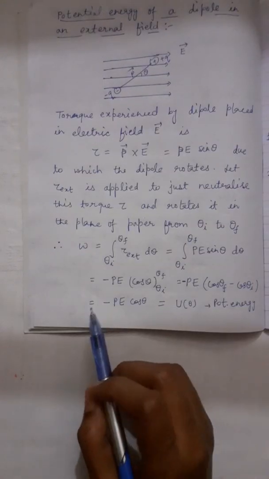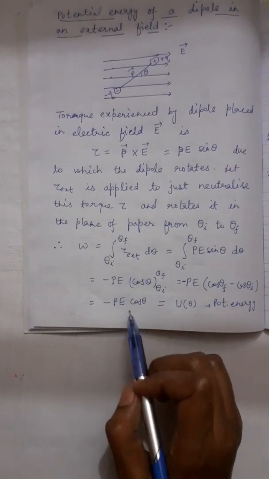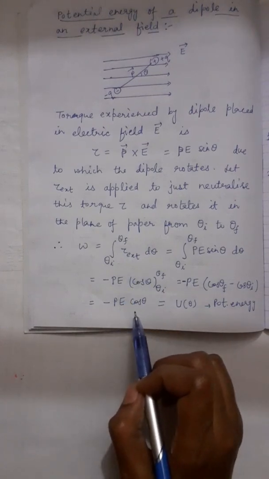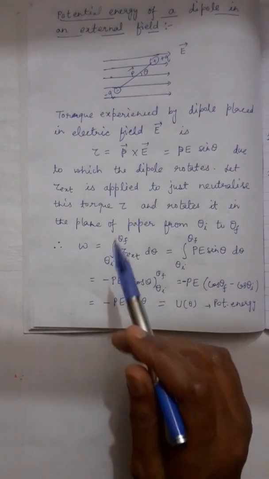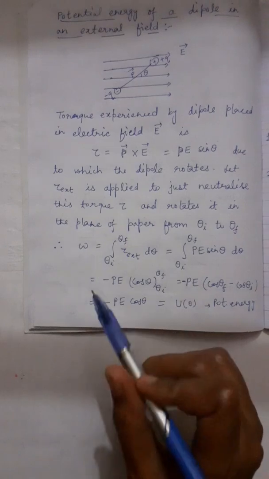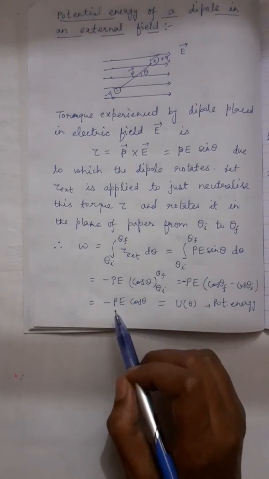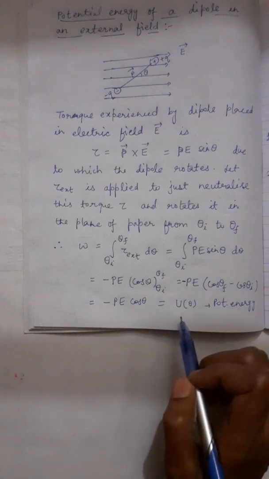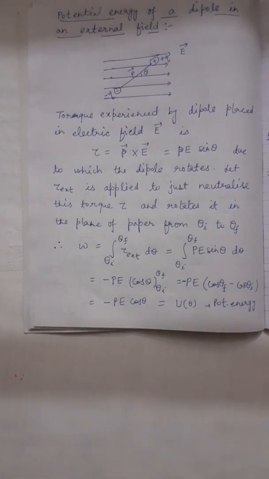So this is the value of work done by the external torque, and this work done will be stored as the potential energy of the dipole, due to which it will be placed in an electric field. So this amount of work done will be equal to the potential energy of the dipole.